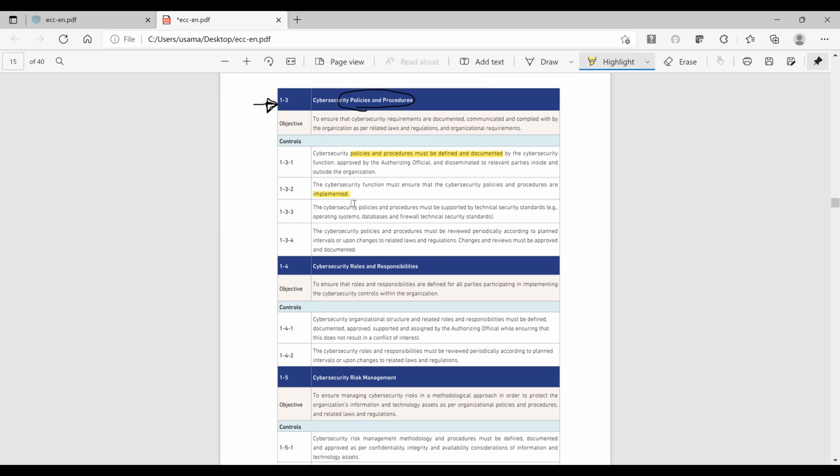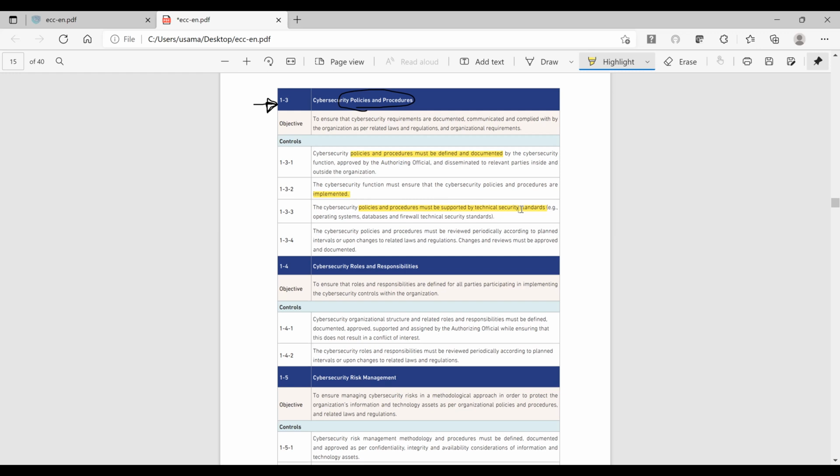It's not enough to define and document it and publish it over the intranet. This is not enough. Then what do they require? I want to implement these things. I must implement these policies and procedures. In control number 3, the cybersecurity policies and procedures must be supported by technical security standards. For example, when you say technical security standards, he means technical security controls.